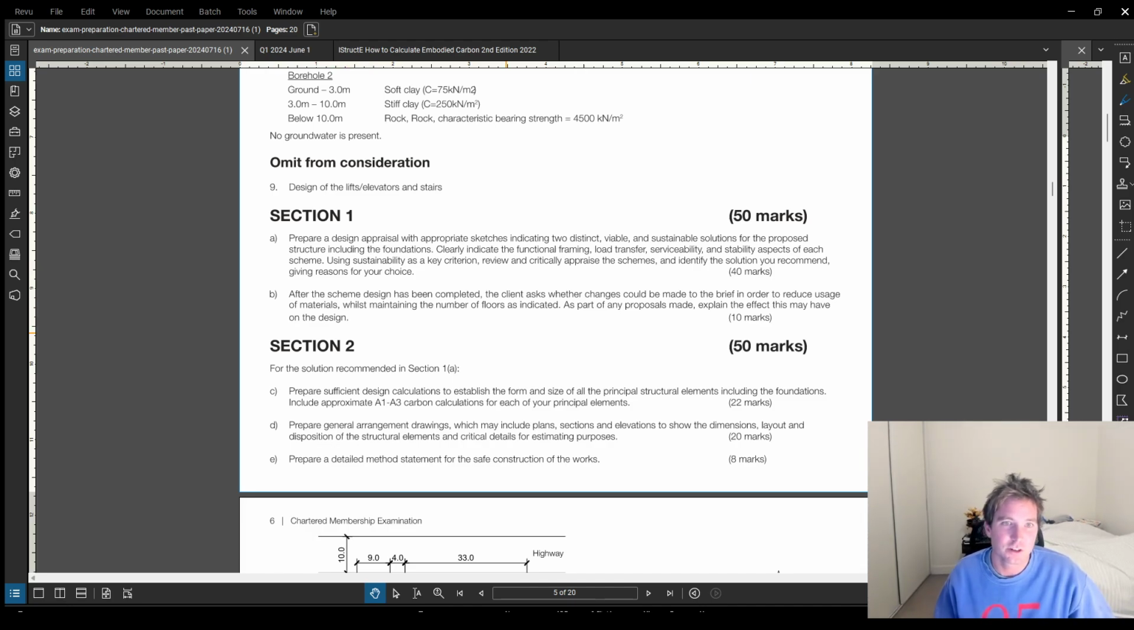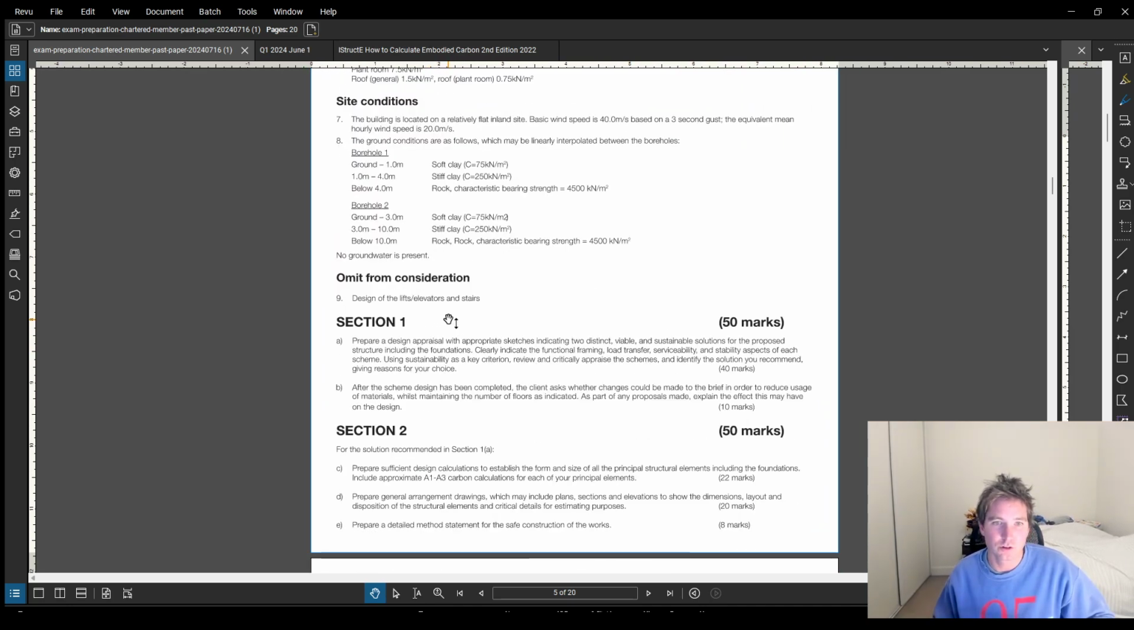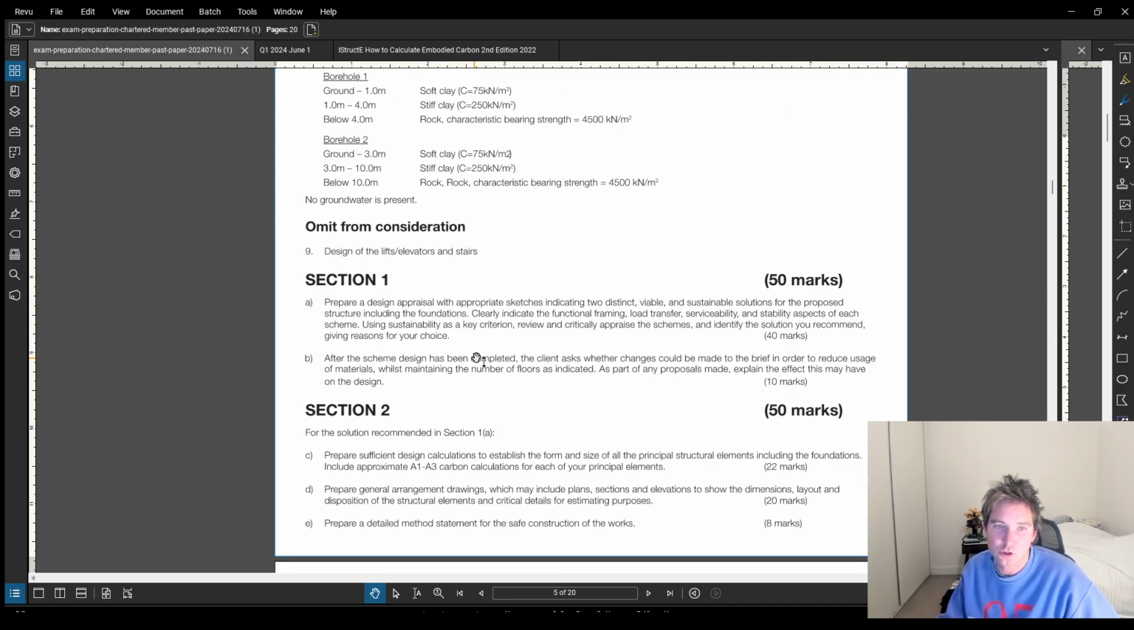So in my previous videos, I ran through section 1 for this exact question, which included a couple of concept schemes. Now I've selected a concept scheme. Section 2s are pretty much all the same on these past papers: running through some design calculations, including some embodied carbon calcs, which I'll share how I've approached, and then presenting some drawings and a detailed method statement.